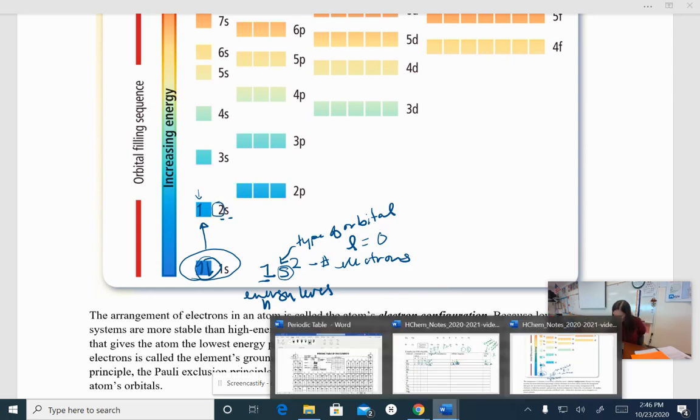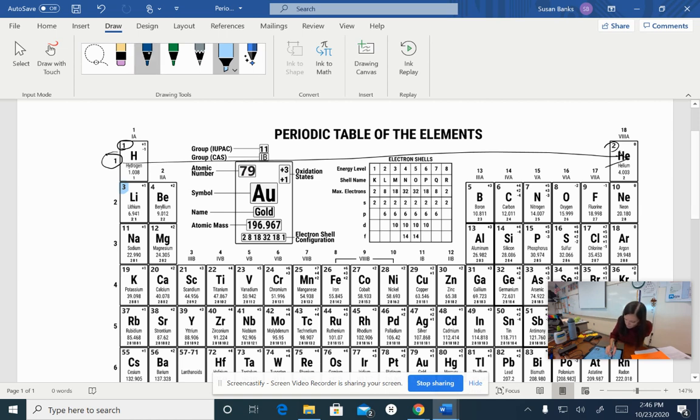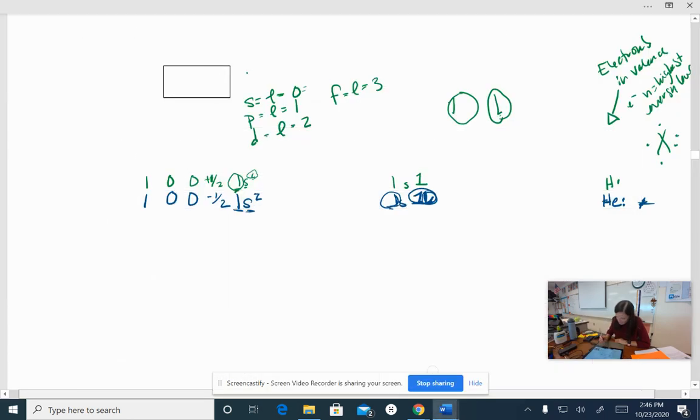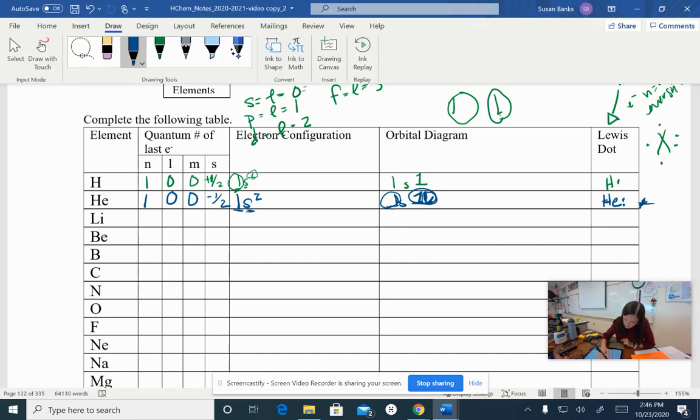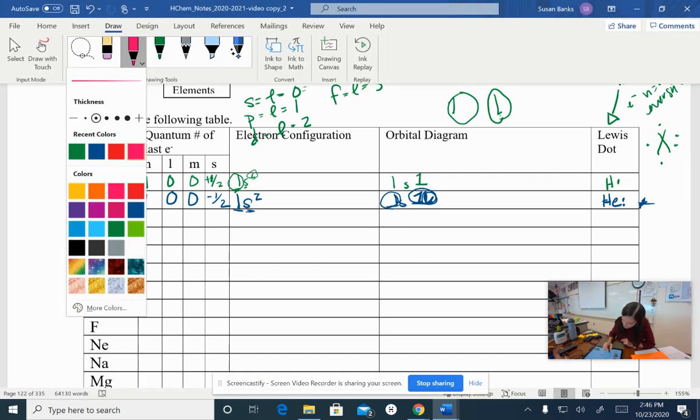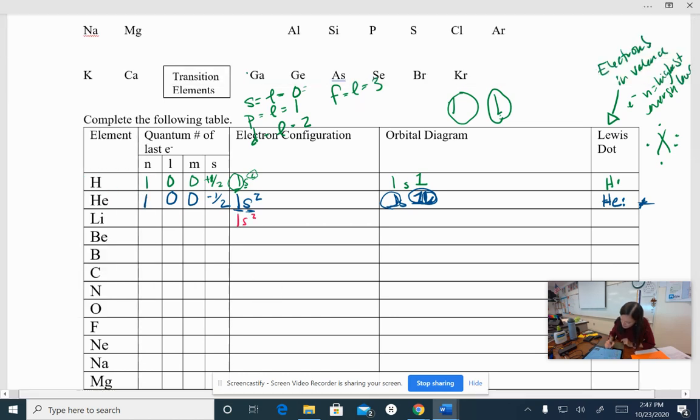Now, notice this is 2s, so this is my second energy level. Let's look at the periodic table. Lo and behold, isn't this in the second period showing that I'm in the second energy level? Okay, so let's look at that really quick. Let's put this in here. So we said we were in the 2s. Let's change our color here. We were showing that we had the 1s, 2, already full, and then we had to put that third electron in the 2s, and we just put in 1 electron.